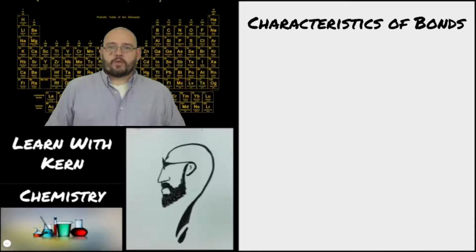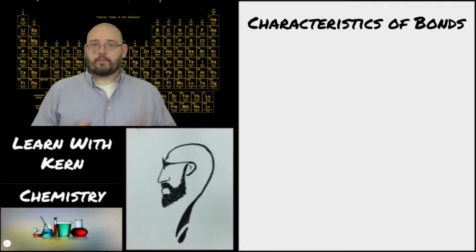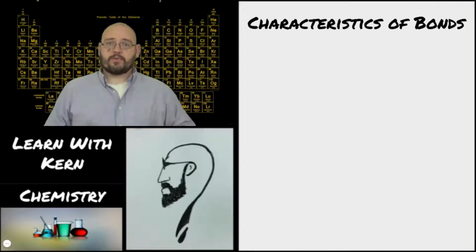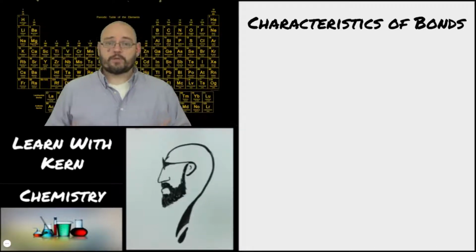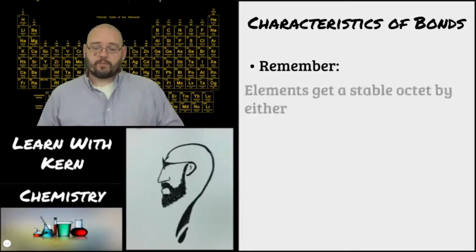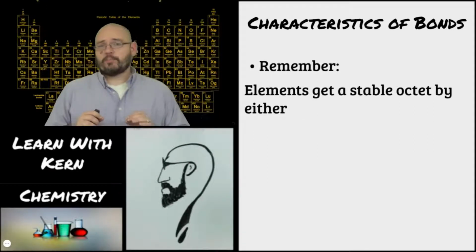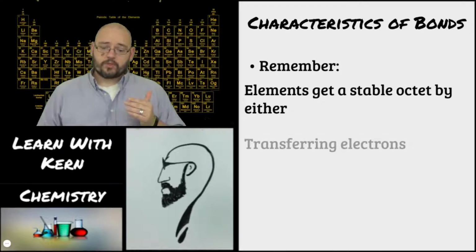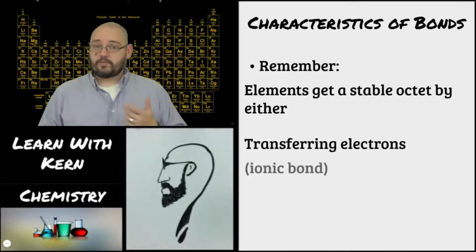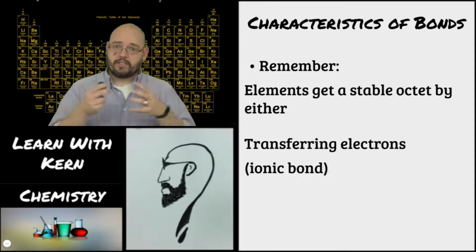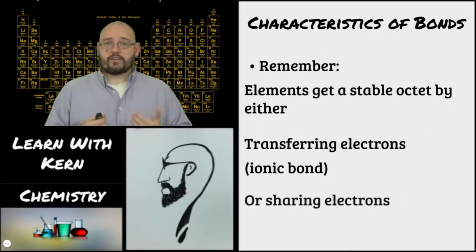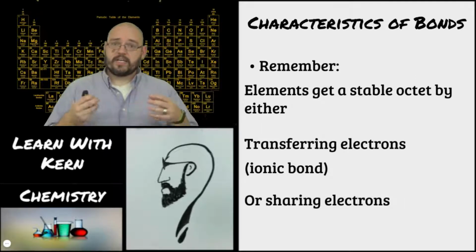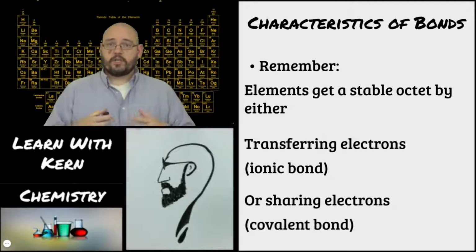In the previous video, we talked about what causes bonds to form, why chemicals form bonds, and the types of bonds they form. Today, we're going to talk about the characteristics of the compounds that are formed by those bonds. So let's review a little bit: elements get a stable octet by either transferring electrons, which forms an ionic bond, where they become ions and those ions are bound together, or they can share electrons. And when they share electrons, they are being covalent. So you have ionic bonds and you have covalent bonds.